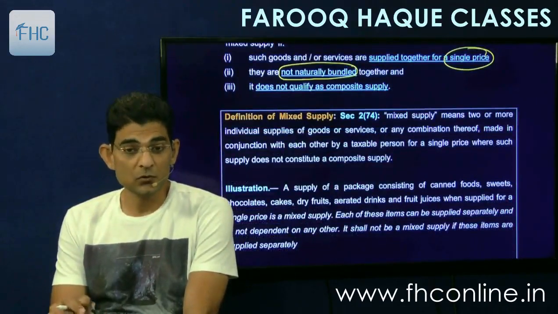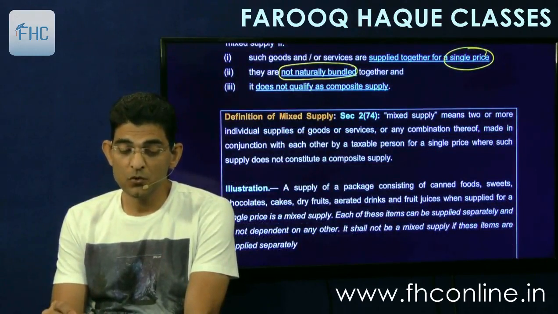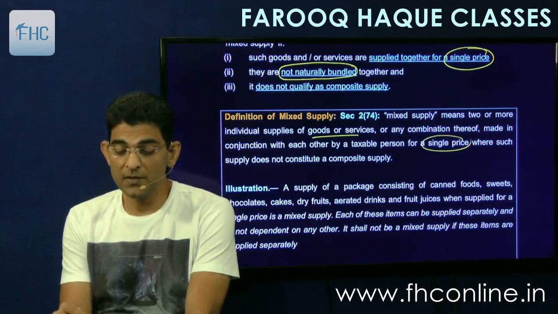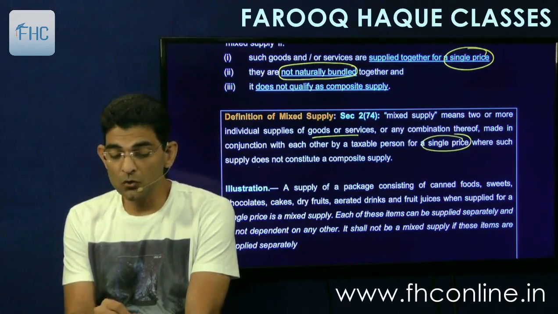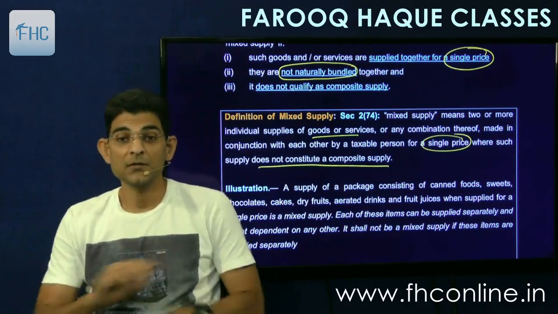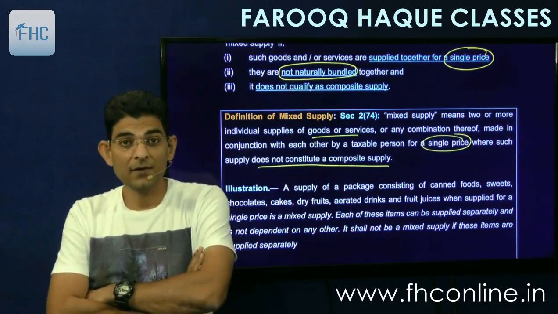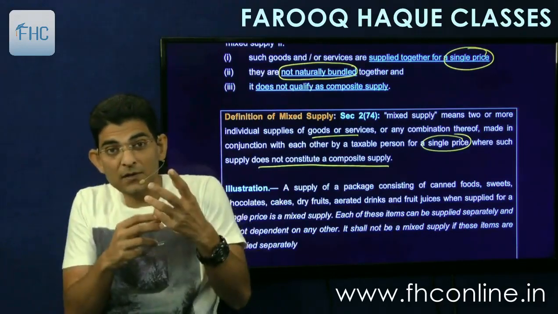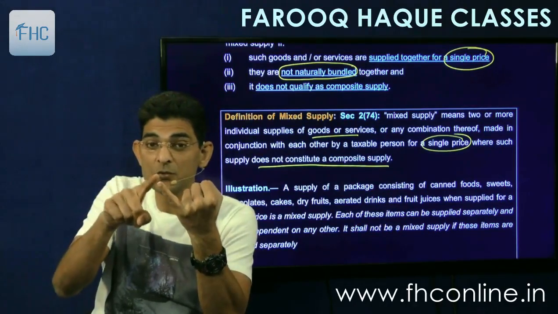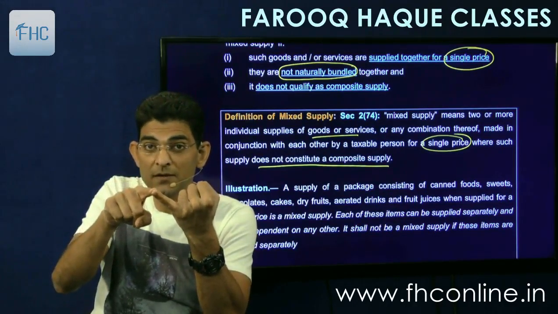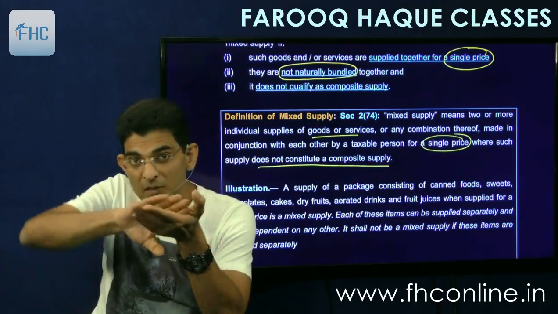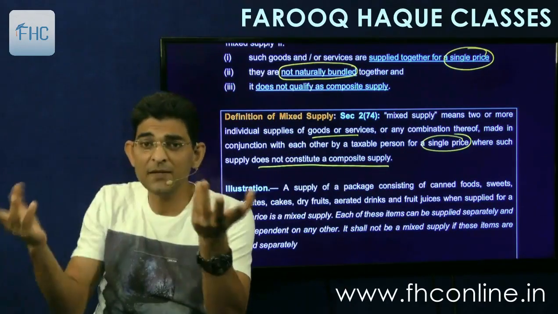And that is the definition also. Mixed supply means 2 or more supplies of goods or service or combination thereof made in conjunction with each other by a taxable person for a single price, where such supply does not constitute a composite supply. So definition of mixed supply is -1. If it is not composite, then it is mixed. So to be composite, you have to satisfy the characteristics of it should be naturally bundled, right, and one should be principal. So if those two elements are not there, they are not naturally bundled, then they are mixed supply.